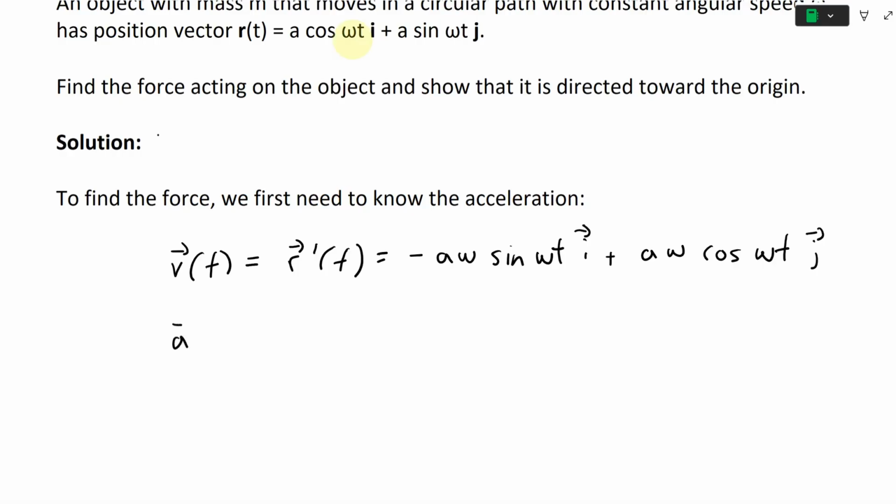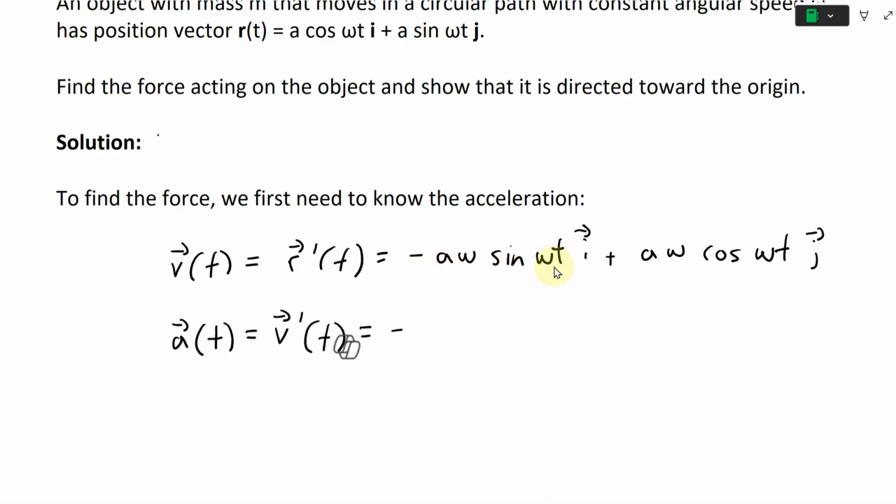Now we'll take the acceleration. It's going to be the derivative of the velocity. So a of t is equal to the derivative of the velocity, or the second derivative of the position vector. So we put that derivative of the velocity. And now the derivative of sine omega t is just going to be cosine, and so the negative stays there.